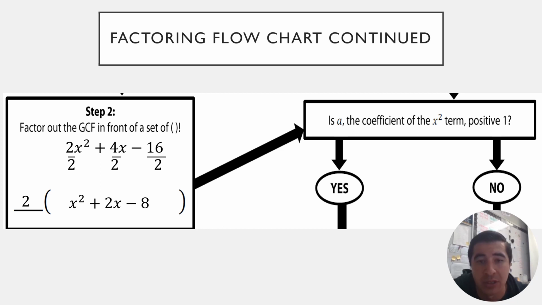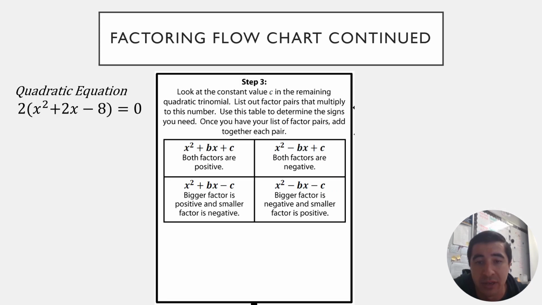So we can see an arrow pointing to the right, which asks: is the coefficient of the x squared term positive 1? Actually, it is. There's an invisible 1 that's sitting right in front of it. So we would circle yes, and then we would move down from yes. On the next section, we have step 3, in which case we can look at the constant value c, in our case negative 8, and the remaining quadratic trinomial. It wants us to list out factor pairs that multiply to this number. Use this table to determine the signs you need. Once you have your list of factor pairs, add together each of the pairs.